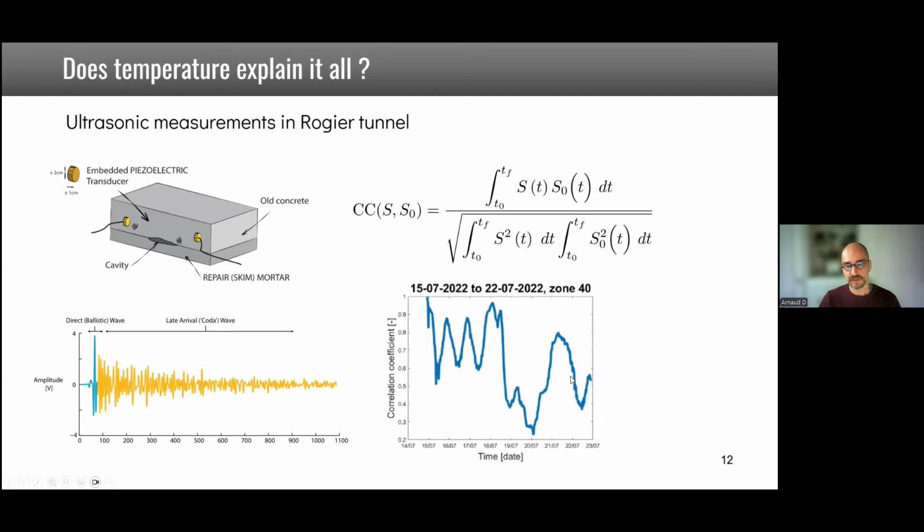So this is, for example, a 1-week test in a Rogier tunnel from July 14 to 23, where you see the evolution of the correlation coefficient. So it starts from 1 at the first day, because this is our reference. So you see that it can change quite a lot, and you have daily variation. So this is what happens here. But you also have what I call seasonal variation, because you see that it's not the same every day. So there is a trend from day to day as well.